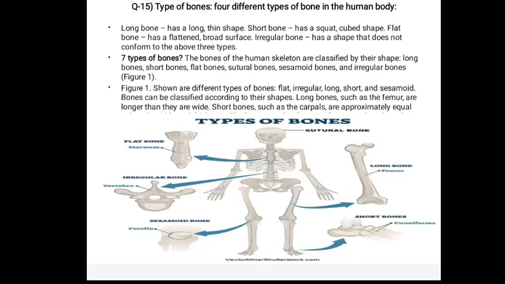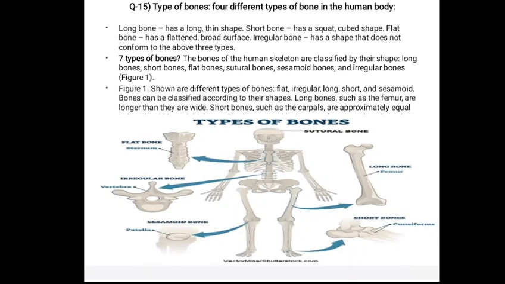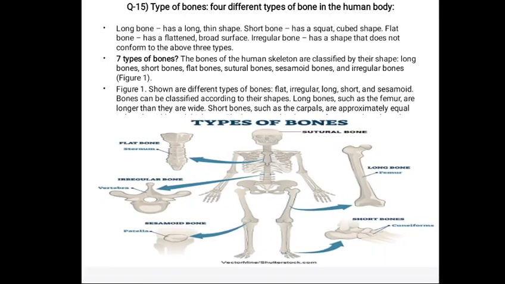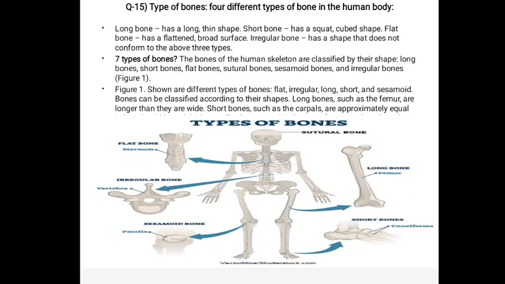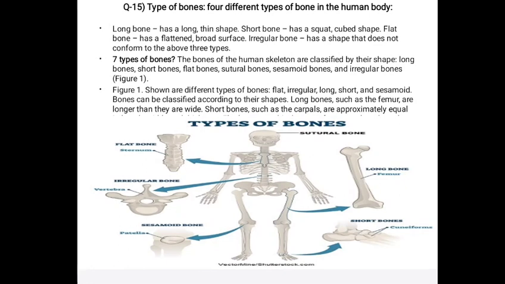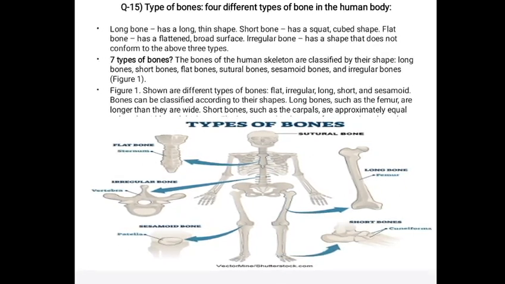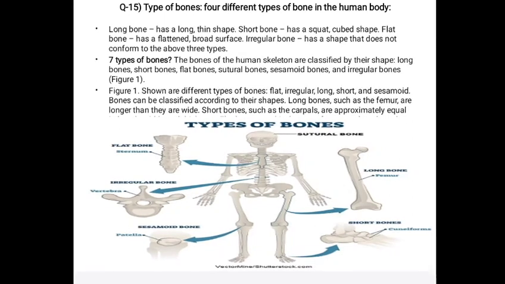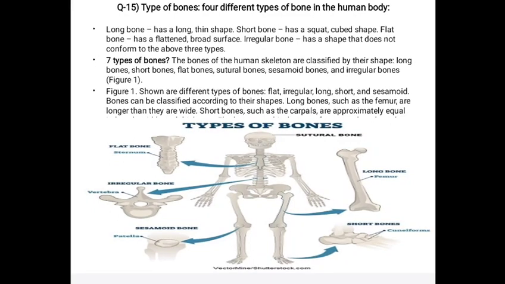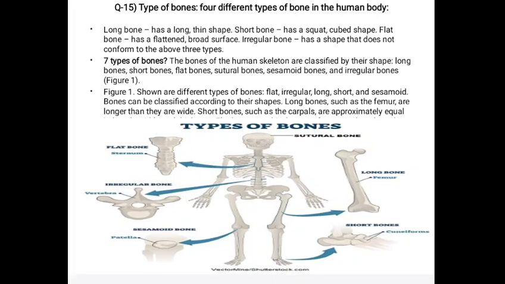Question number 15. Types of bones. Four different types of bones in the human body. Long bone, thin shape. Short bone has a cuboid shape. Flat bone has a flat surface. Irregular bone has a shape that does not conform to the above three types. There are again 7 types of bones.